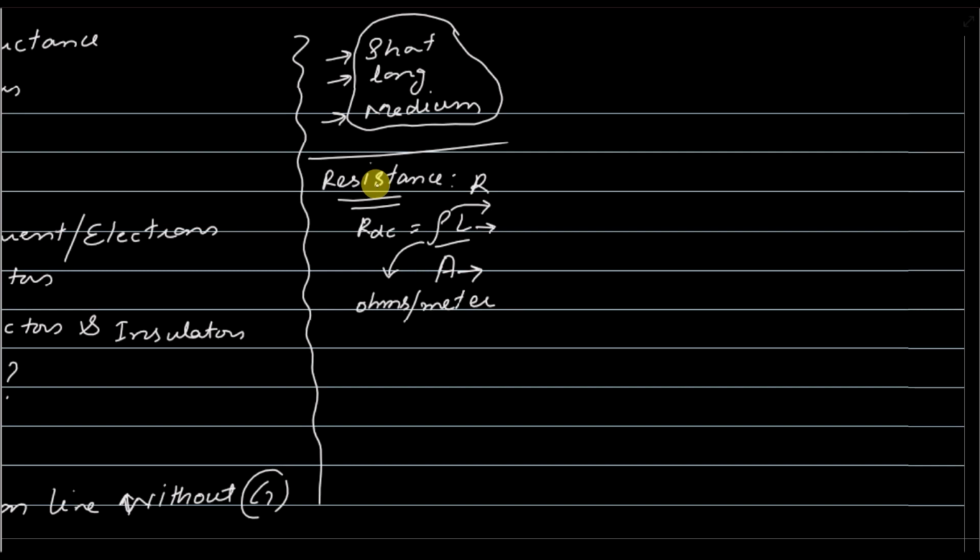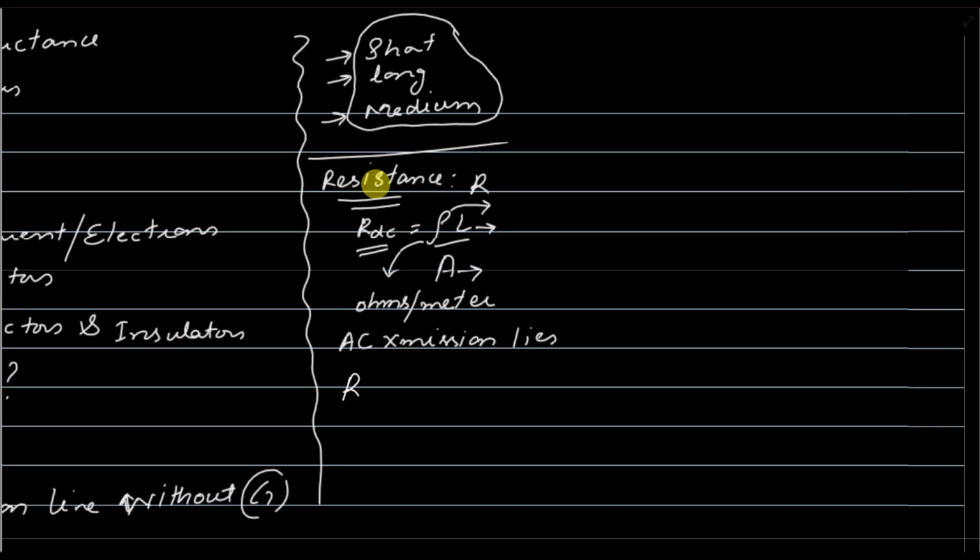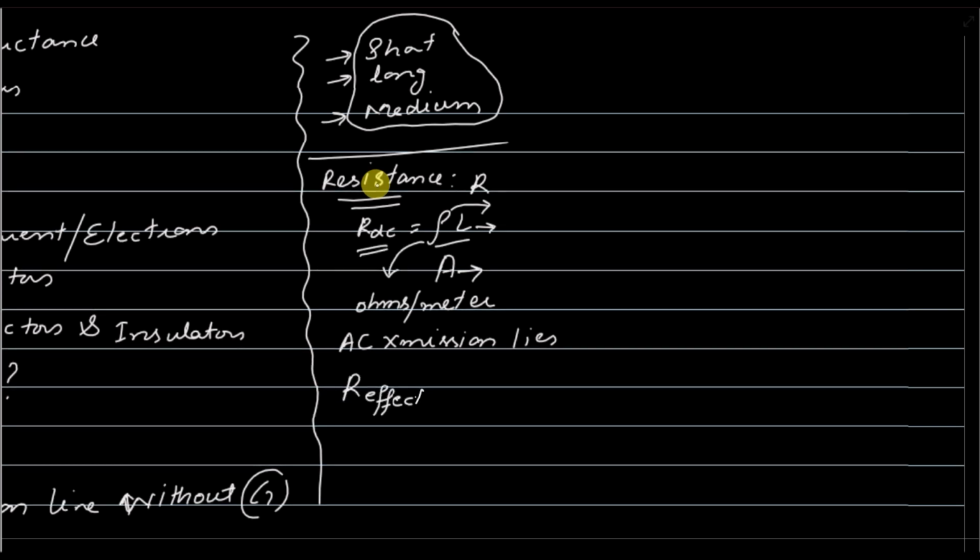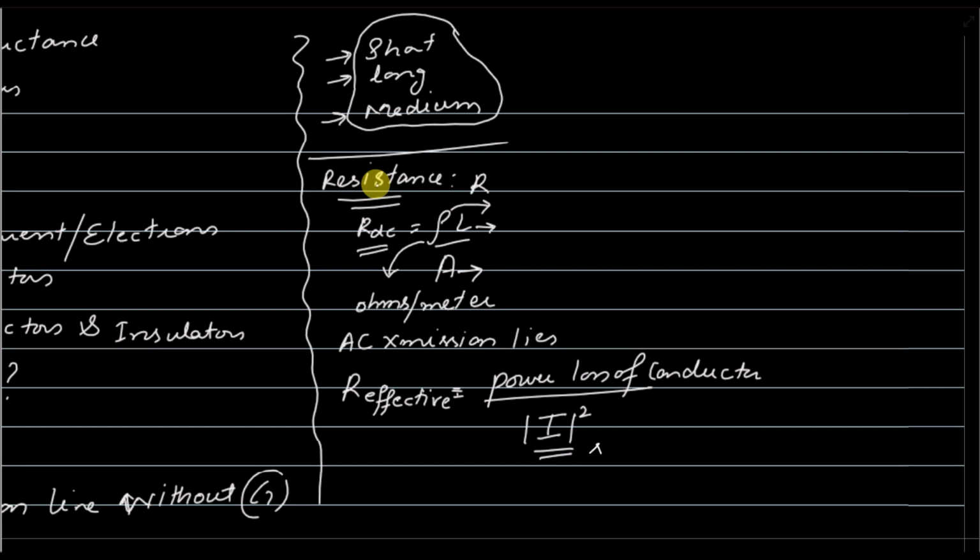But when we come towards the AC transmission lines, we are not using the R_DC formula. We are actually calculating the R effective. R effective is calculated by using the power loss of the conductor divided by the effective current value squared, which is actually the RMS value. And why are we using the R effective value? Because of the skin effect.